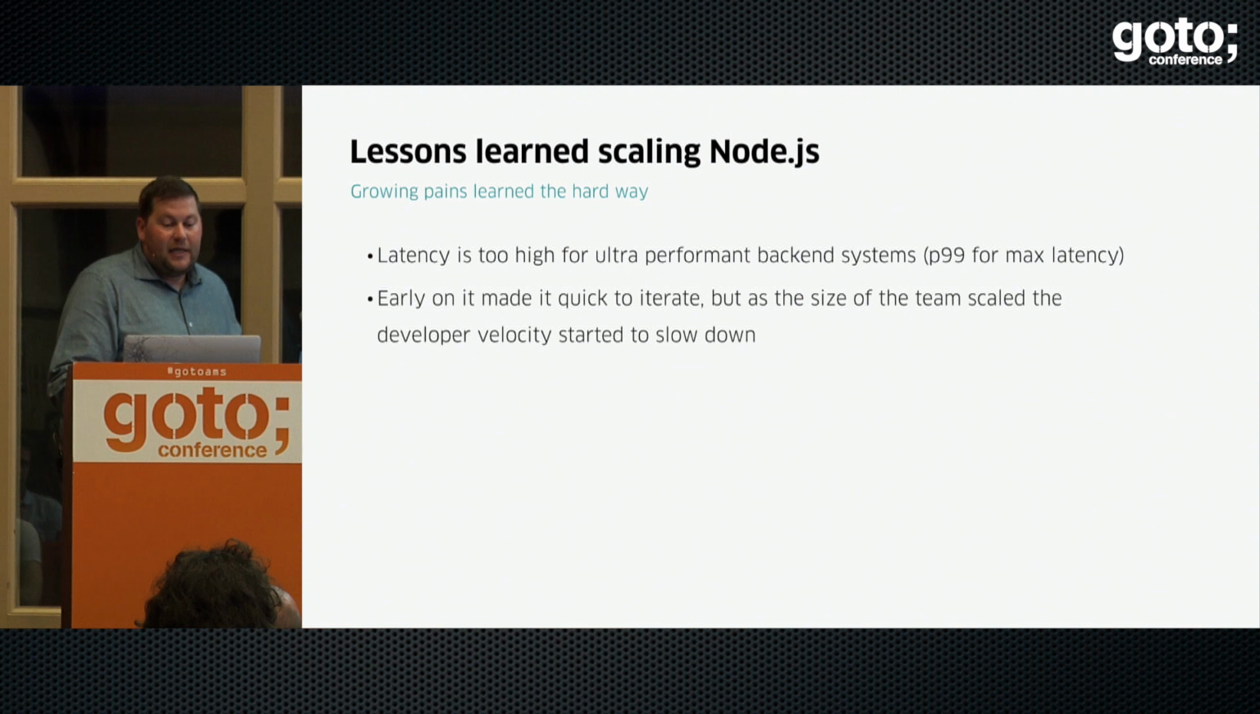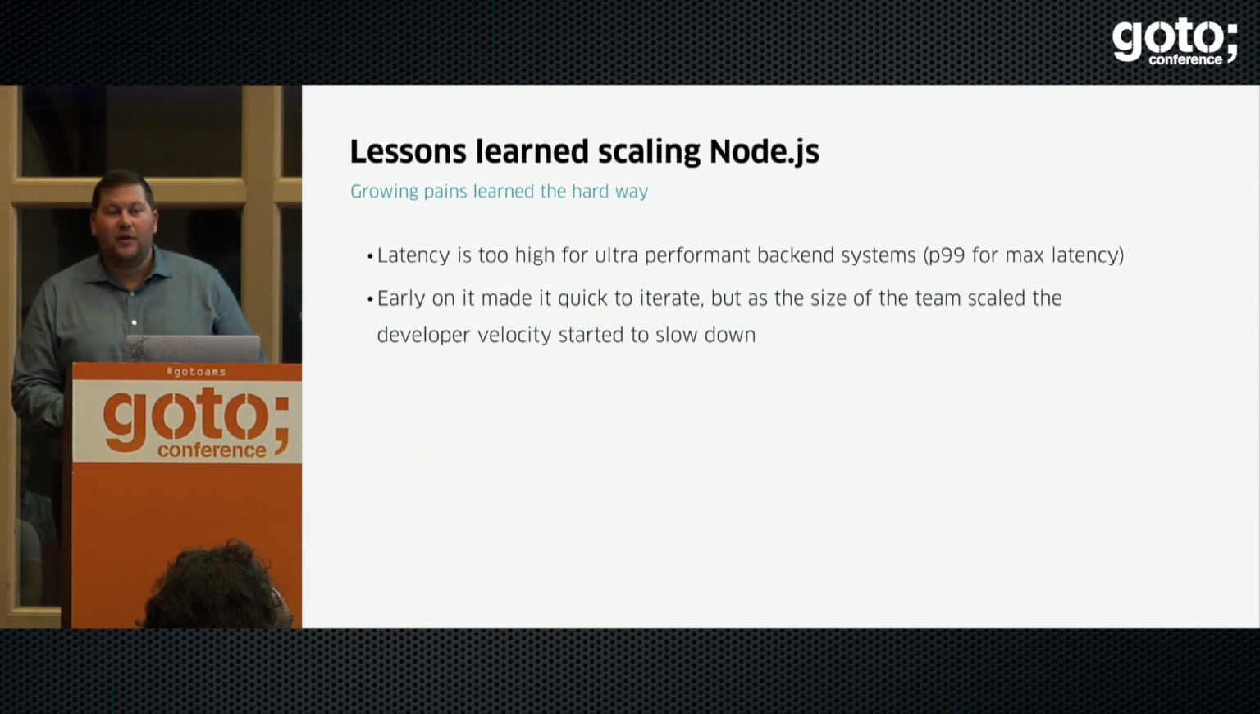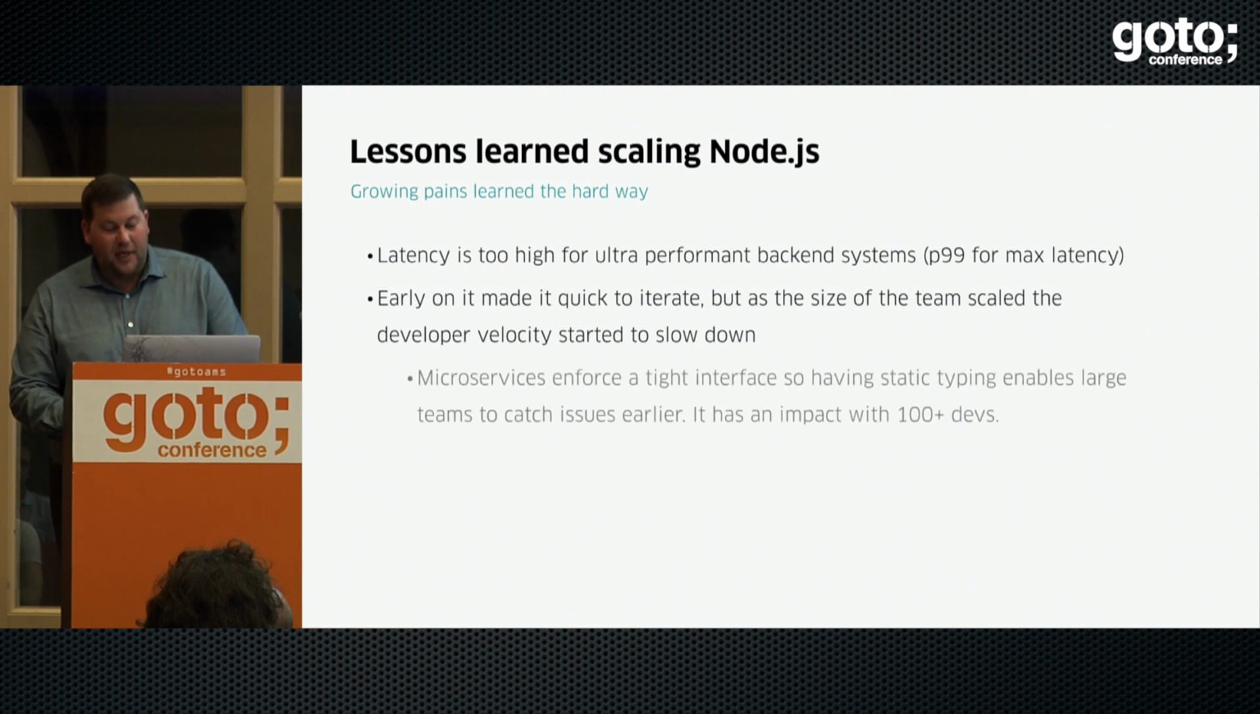And so early on, it made it very quick to iterate, but as the size of the team scaled, the developer velocity started to slow down. In a team of 5 people, it's very easy to develop, but as you add 100 or even 500 committing to the same code base, things start to break down.